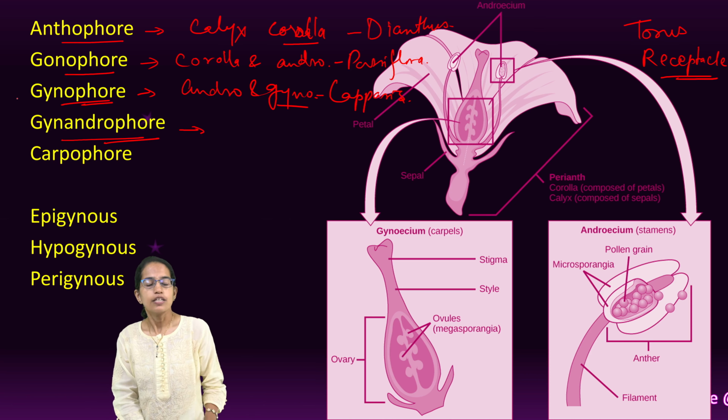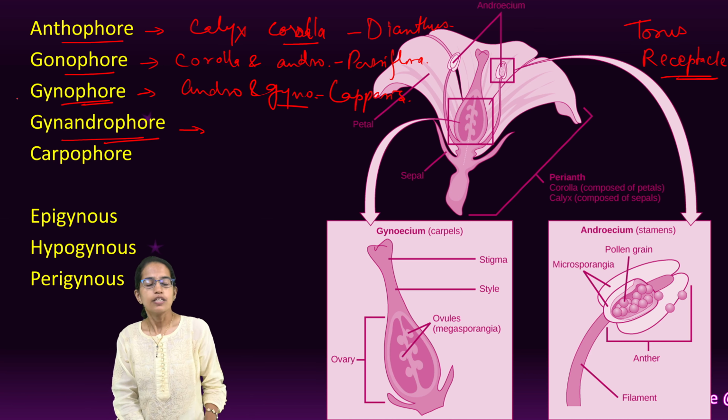The next is carpophore. Carpophore is when the thalamus is between the two carpels and is elongated. Actually, after bifurcation, it protrudes out of the carpel, and therefore it is known as carpophore. A good example is coriander. Right? The next is, on the basis of the position of the thalamus, we also describe it in three forms, which are known as epigynous, hypogynous and perigynous.